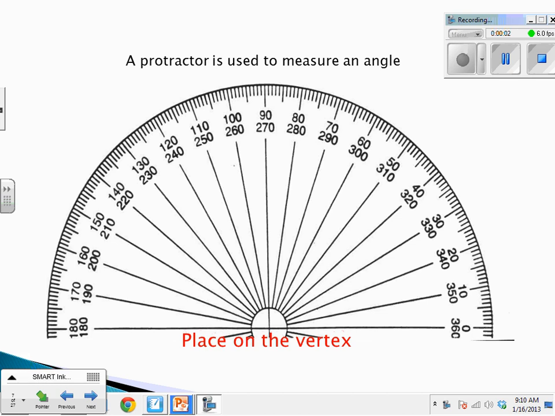All right, so the protractor, now this protractor goes from 0 to 180 and then goes from 180 to 360. But that's another very important point, okay?